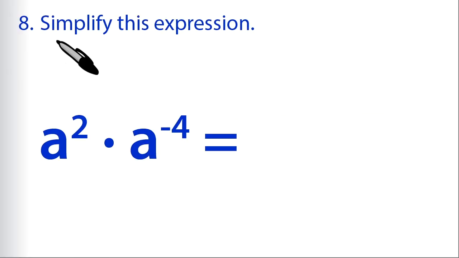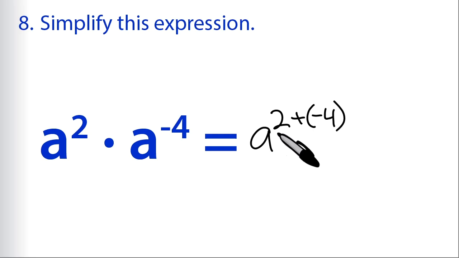For problem 8, we're told to simplify this expression, and we're given a squared times a to the negative 4. And this is just like the one we had before, except we have a negative number this time. So we have 2 plus, but it's negative 4. So we could have just put 2 minus 4, but that's because they're the same thing, 2 plus negative 4. And so that gives us a, and then 2 plus negative 4 gives us negative 2. So we get a to the negative 2.